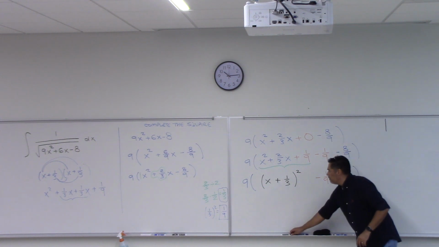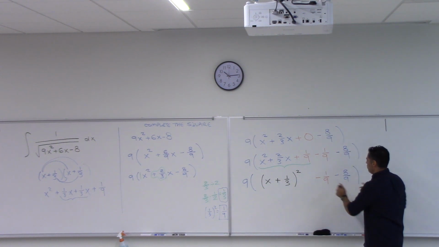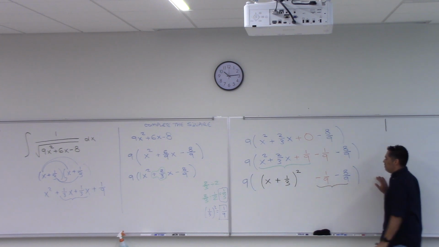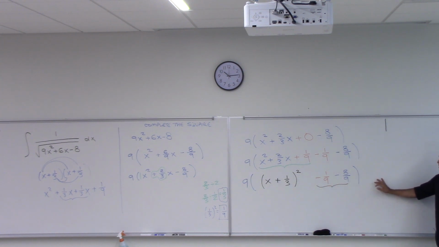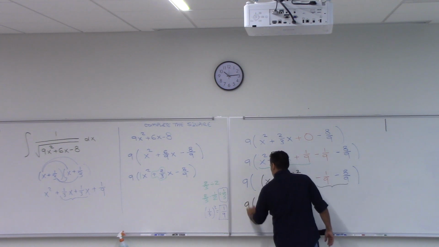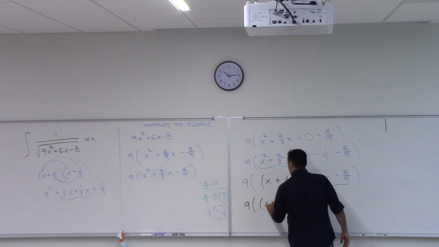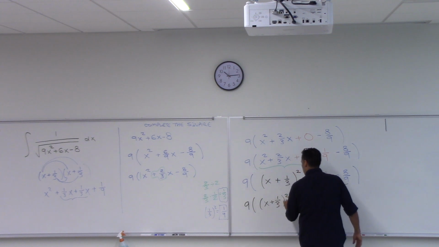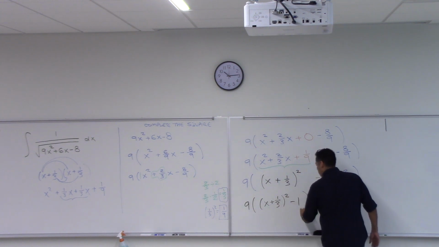So I continue. These two come together now. What's negative 1/9 minus 8/9? Yeah, minus 1, right? Minus 9/9. That's minus 1. Isn't that nice? That worked out nice. So we have 9, parenthesis, x plus 1/3 squared minus 1, close parenthesis.